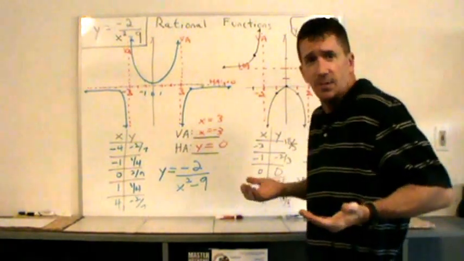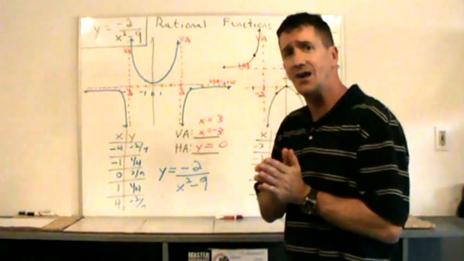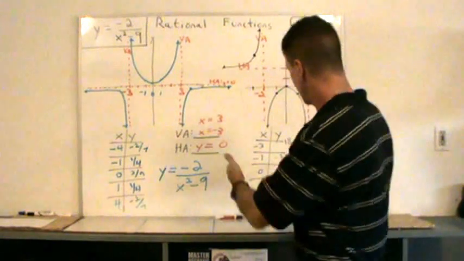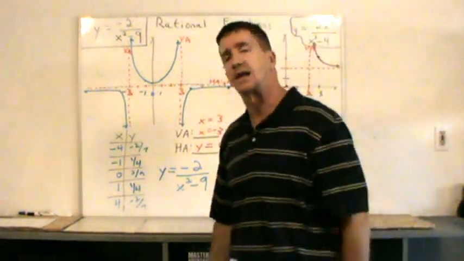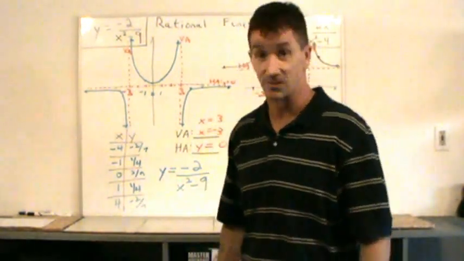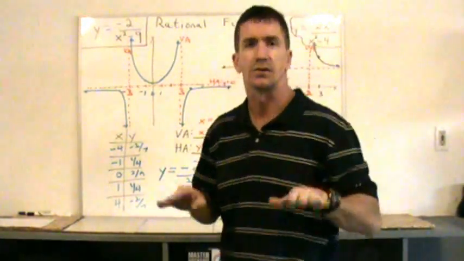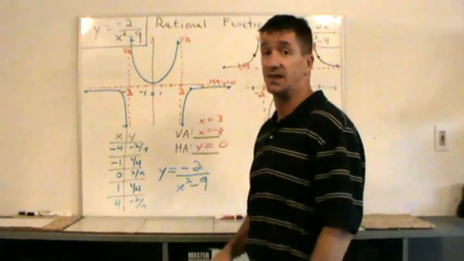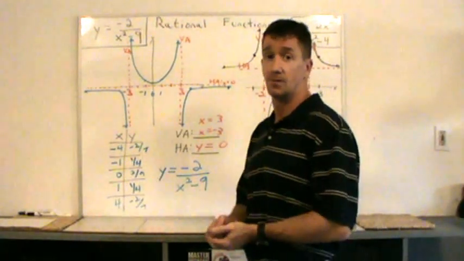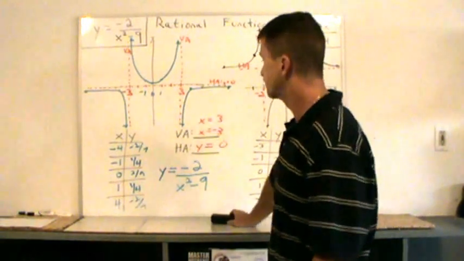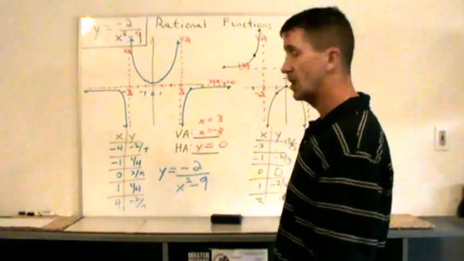And the last example would be, well, what if the higher exponent was in the top? Right? We don't see that here. In that case, everyone, there is no horizontal asymptote. If the higher exponent is in the numerator, in the top, there is no horizontal asymptote. There's actually a slant asymptote. Okay? Rational functions.